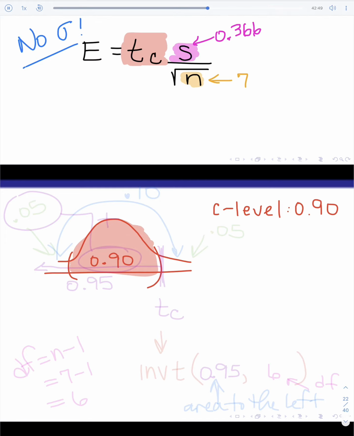And then that means what we're looking for is we want to find the T sub C, the critical value. That's the C standing for critical value, the T value that corresponds to this picture. Well, then remember, this is going to work a lot like the inverse norm function, except it's going to be called the inverse t function. And the first thing it's going to want you to give it, just like the inverse norm function, is an area to the left.